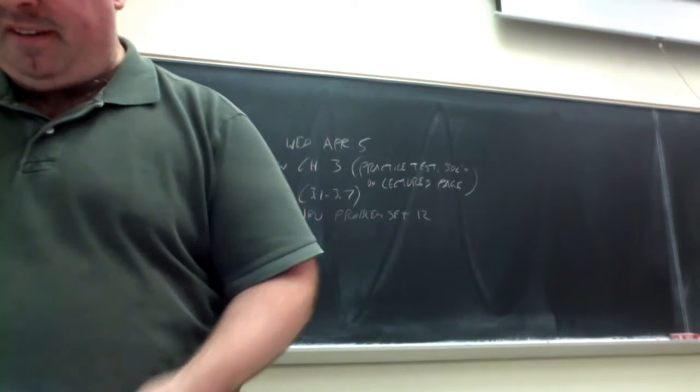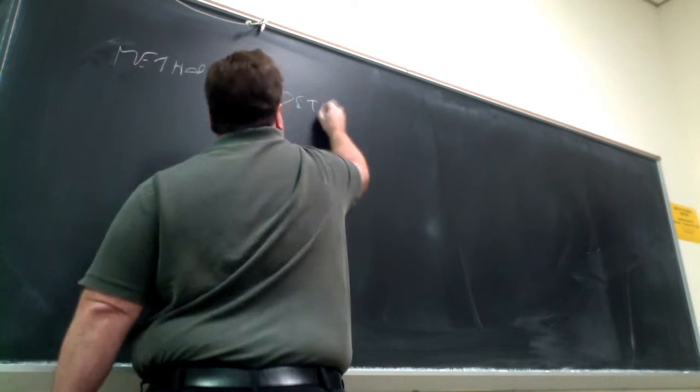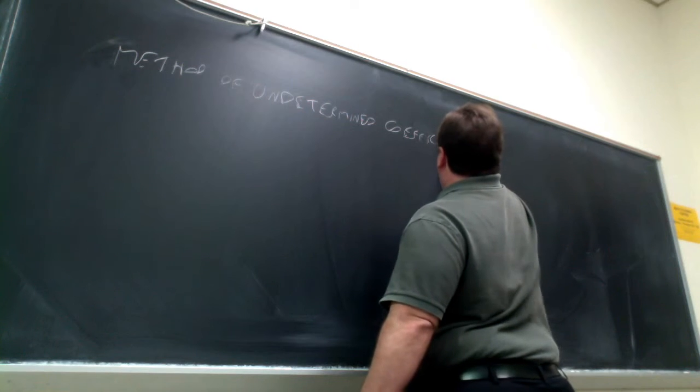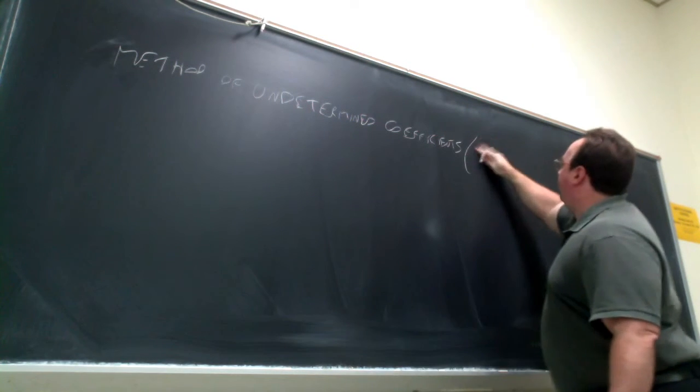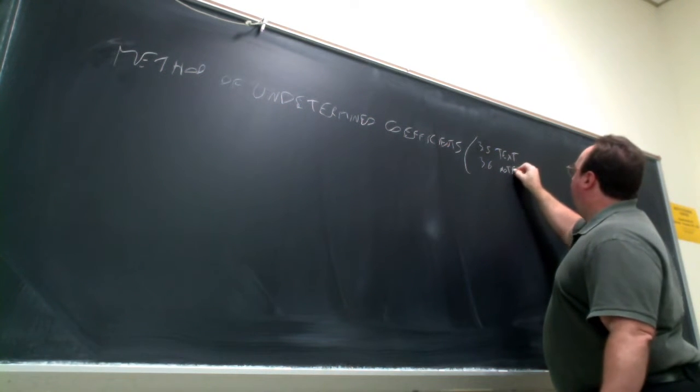Now, to get into the first of the two methods that you'll be using to solve non-homogeneous second-order equations, this is the method of undetermined coefficients. And this is section 3.5 in the text, but it's 3.6 in the notes.